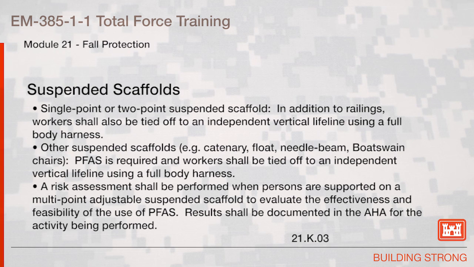In addition to railings, the workers shall also be tied off to an independent vertical lifeline using a full body harness. Other suspended scaffolds, for example, catenary, float, needle beam, or bosun's chairs. Personal fall arrest system is required, and workers shall be tied off to an independent vertical lifeline using a full body harness. A risk assessment shall be performed when persons are supported on multi-point adjustable suspended scaffolds to evaluate the effectiveness and feasibility of the use of personal fall arrest systems. Results shall be documented in the AHA for the activity being performed.